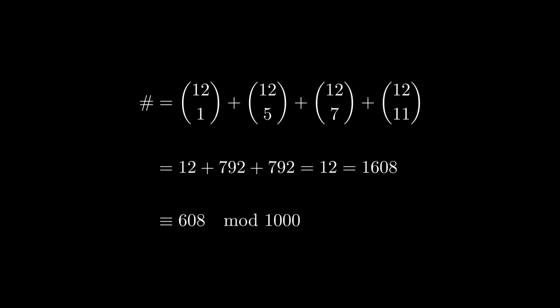If there are i right movements, we can create 12 choose i different initial patterns for the first 12 movements. Therefore, the total number of valid sequences is found by adding the number of valid sequences corresponding to i equals 1, 5, 7 and 11 values.